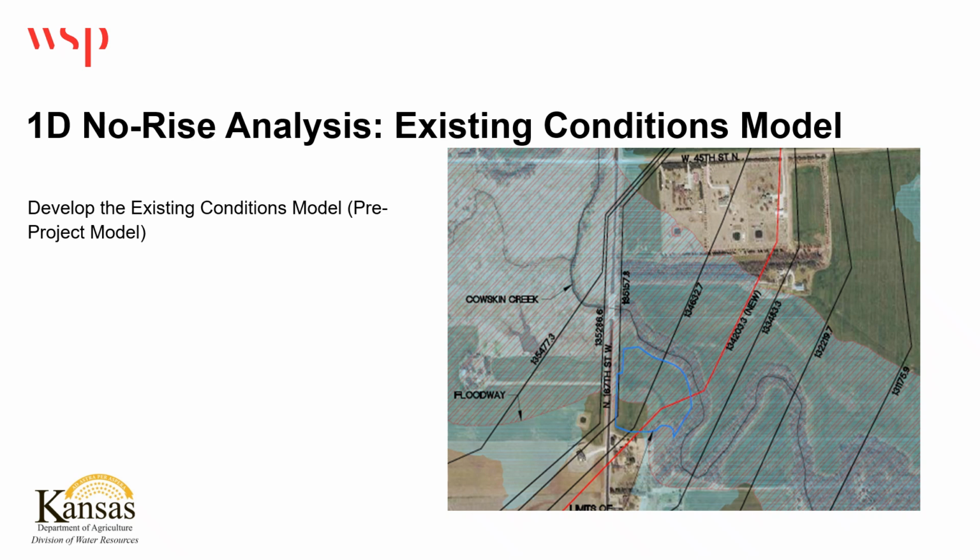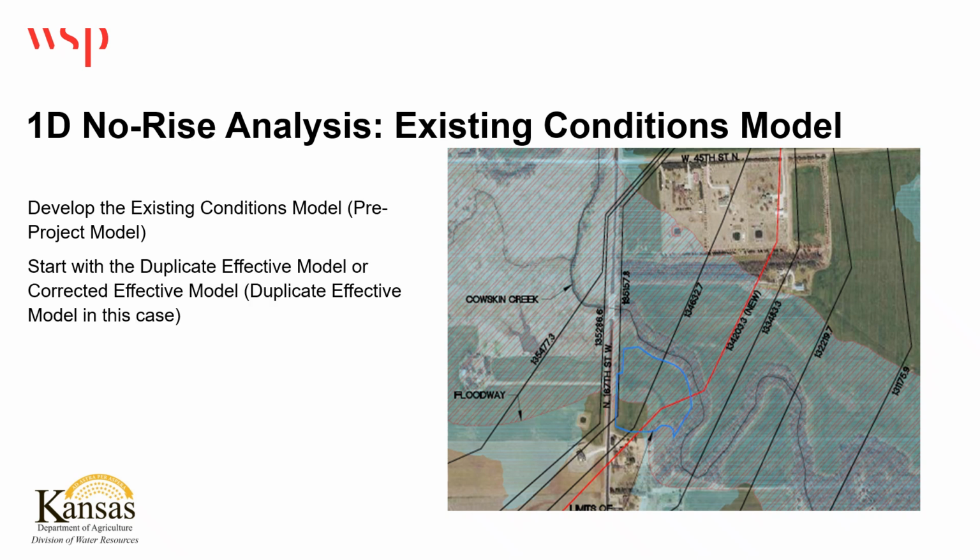Now we can develop our existing conditions model. So we start with our duplicate effective model in this case, since we didn't need the corrected effective model. If you have a corrected effective model, you start with that.